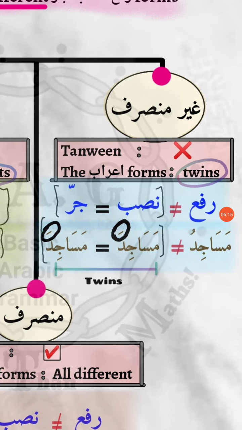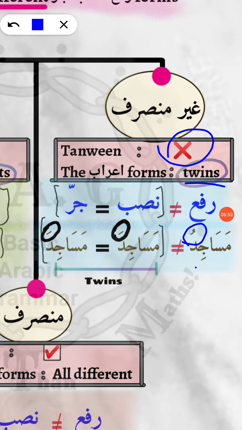What's the opposite of munsarif? Ghair munsarif. All right. Do they carry a tanween? Nope, they don't. And what about the Arab forms? They have twins. Now, we know that there are three Arab forms. We have Rafa, Nasab, and Jar. And out of those three forms, if there are two that are similar to each other, that are identical to each other, then what does that mean? That simply means that out of these three, two are similar to each other and one is different. So the Rafa form is the different and distinct one, as you can see, and the Nasab and Jar forms are similar.